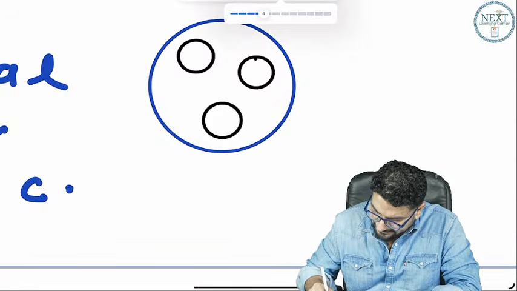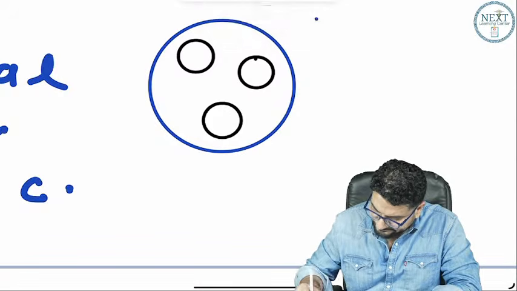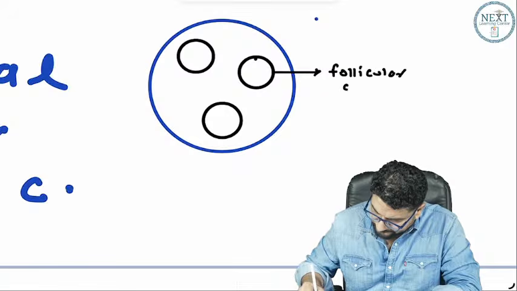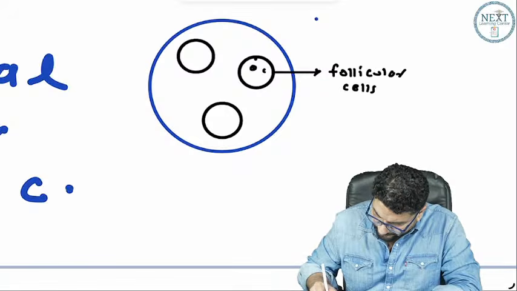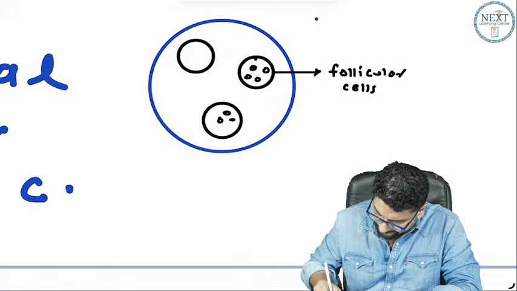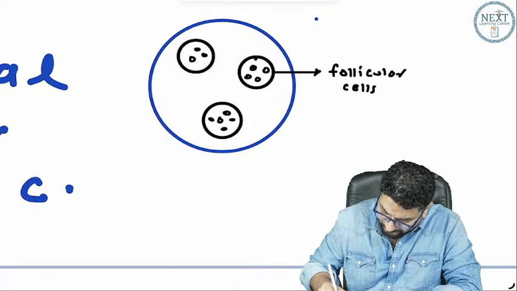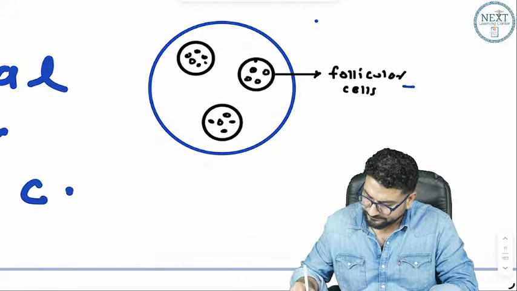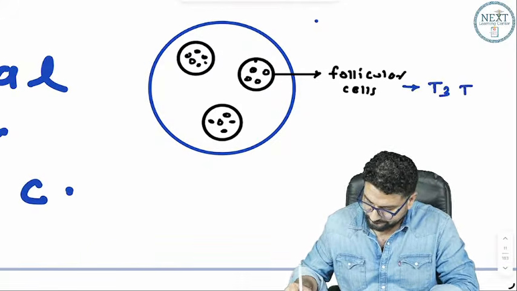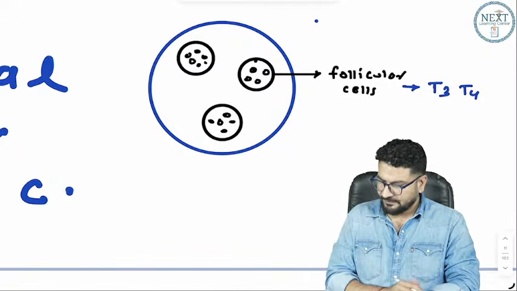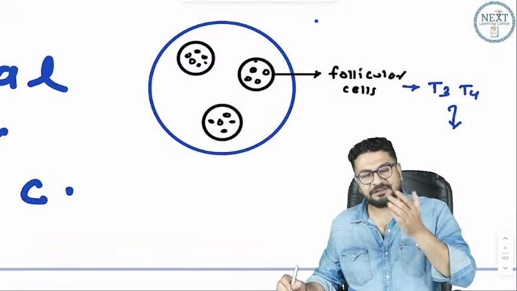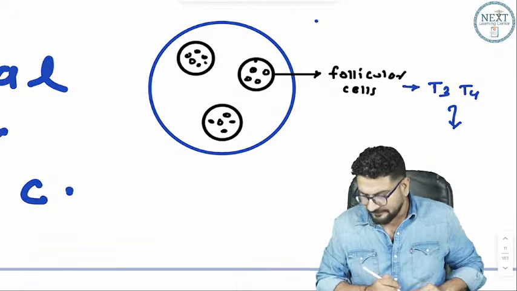Now understand this thing. Surrounding the follicles, these are the cells called follicular cells. These follicular cells, understand this thing, they will produce T3, T4. They will produce T3 and T4, and they convert into each other in the periphery.